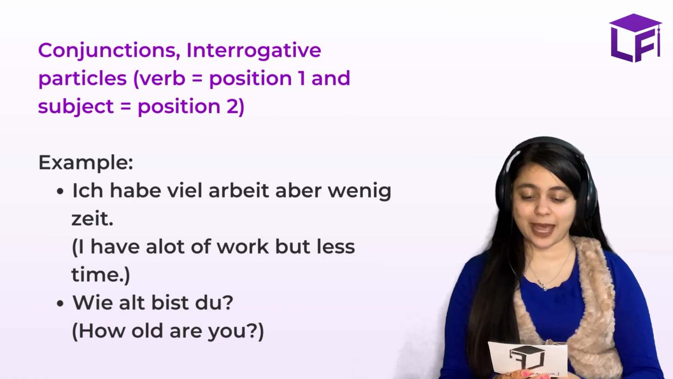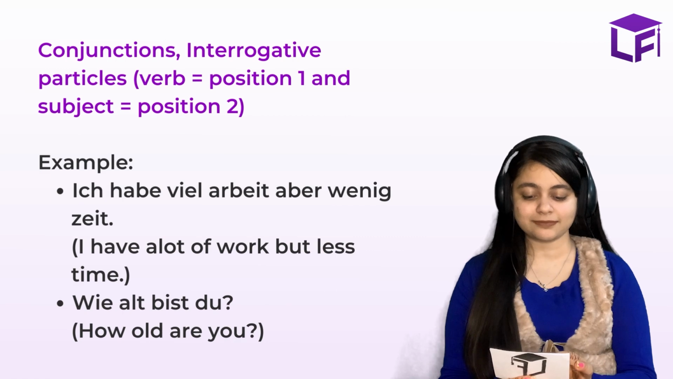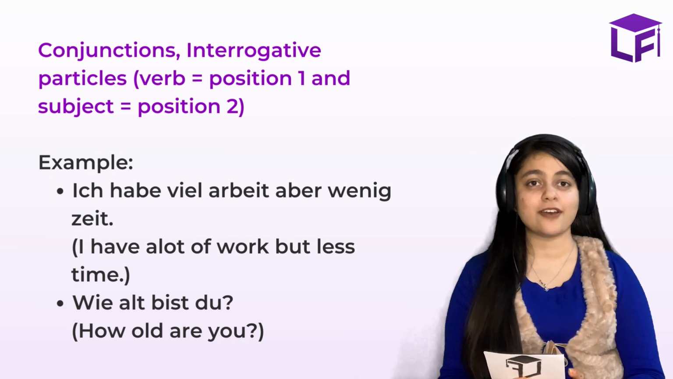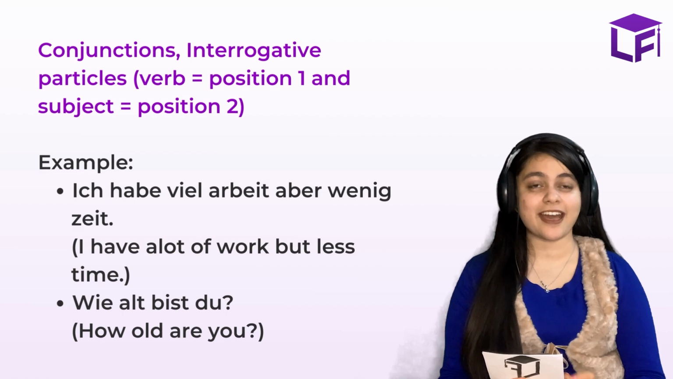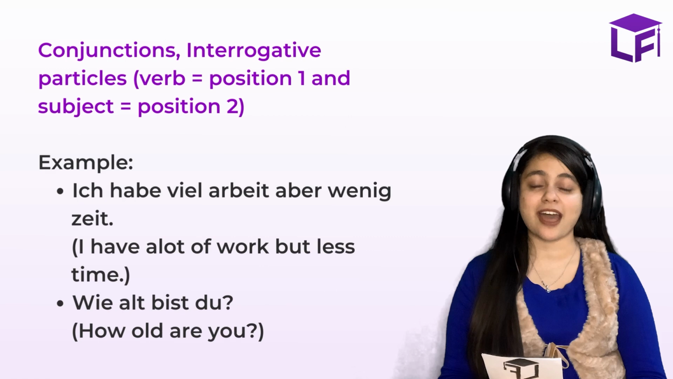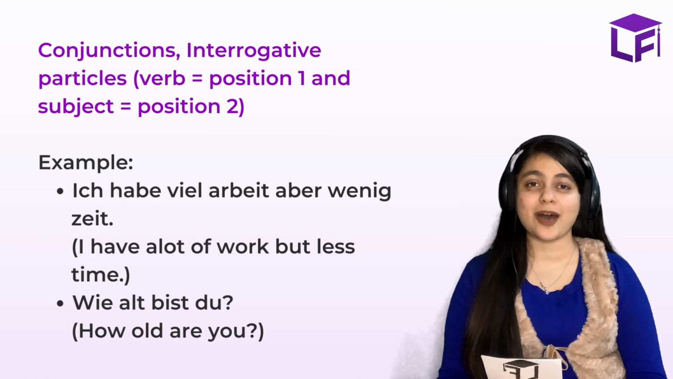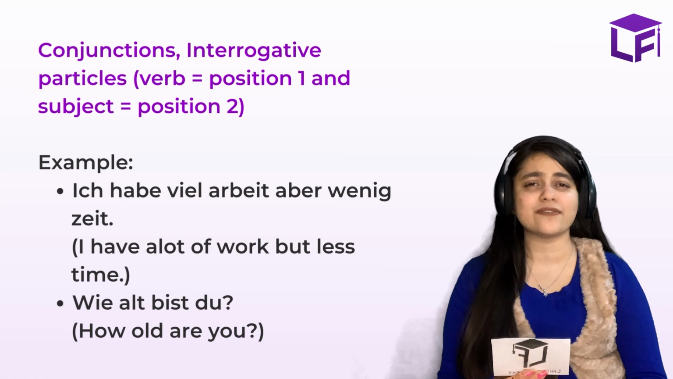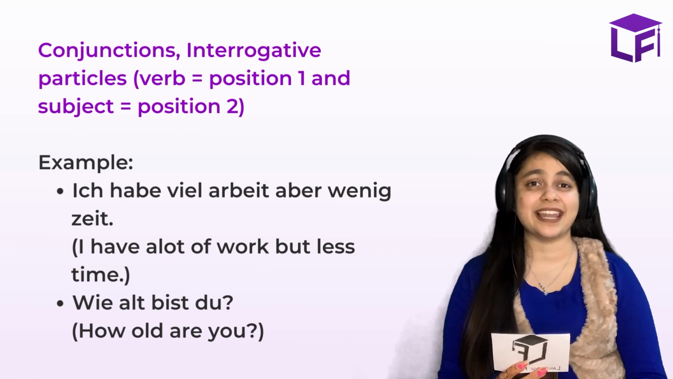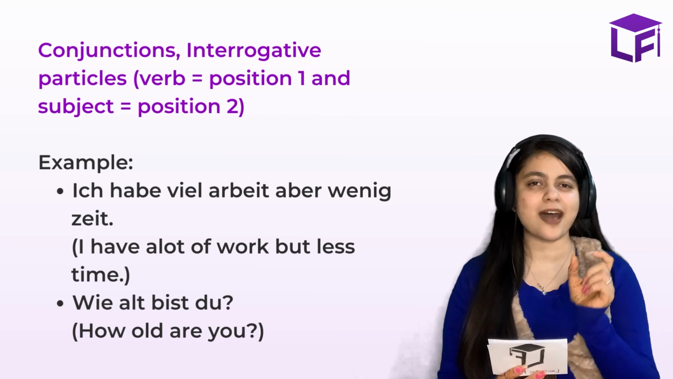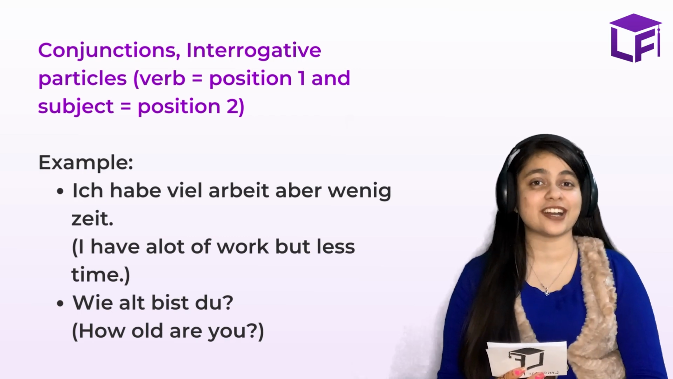The first example that I'm going to share is Ich habe viel Arbeit, aber wenig Zeit. Ich habe viel Arbeit, aber wenig Zeit. Now this means I have a lot of work but less time. Okay? So here aber is your conjunction.